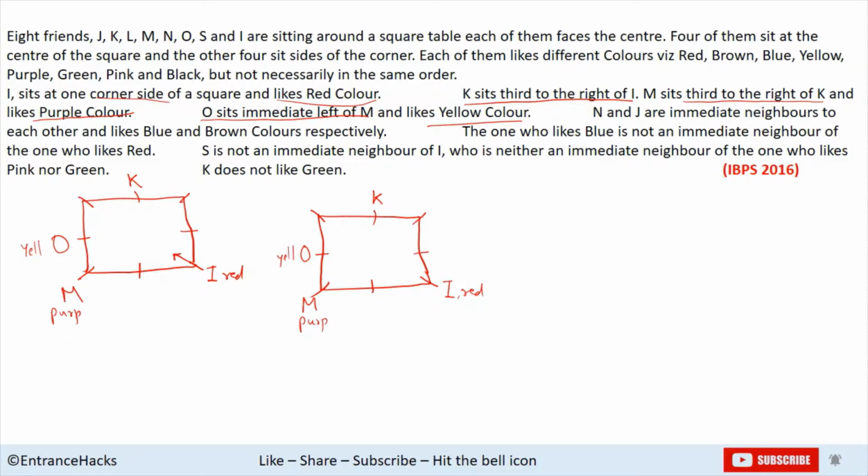For the fifth statement, N and J are immediate neighbors to each other and like blue and brown colors respectively. We write two options. There are two positions. One is here, N and J are neighbors, so there are only these two positions, or it could be J, N. And N likes blue, J likes brown. Only blue, brown.